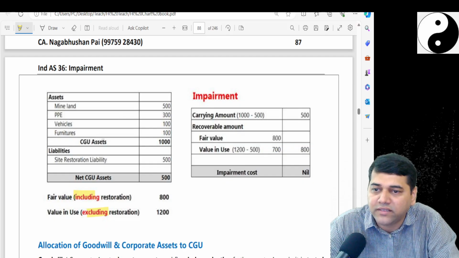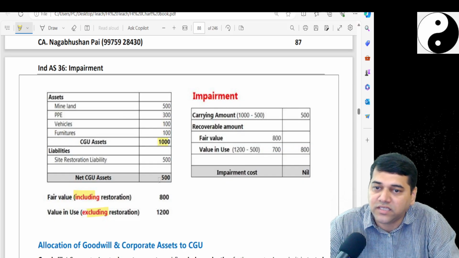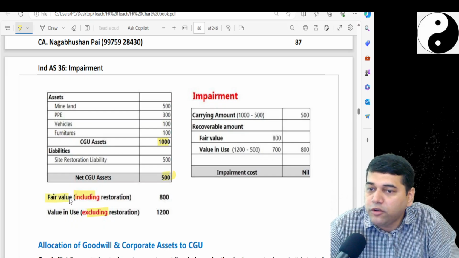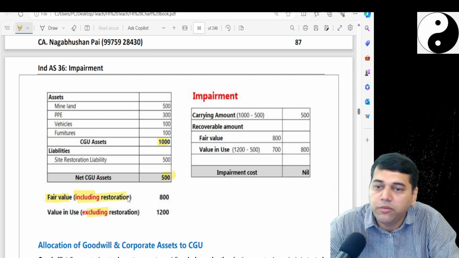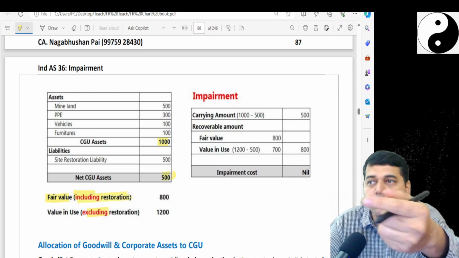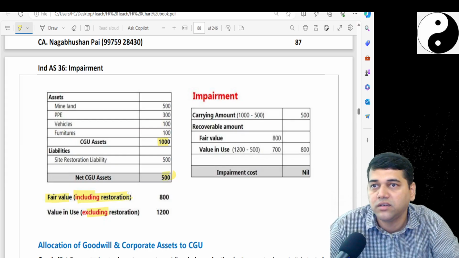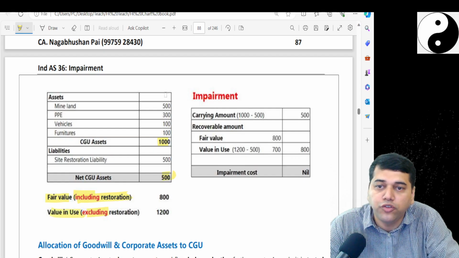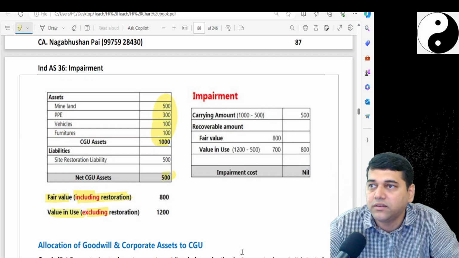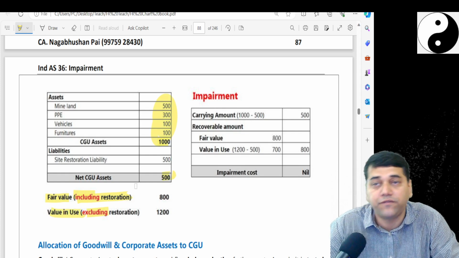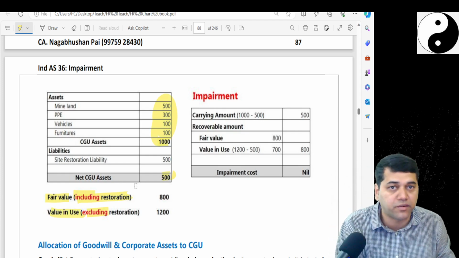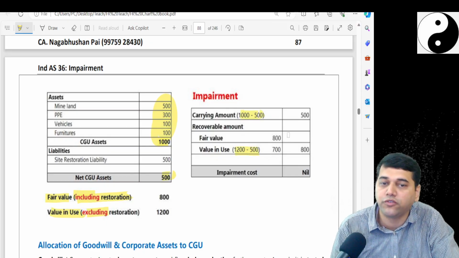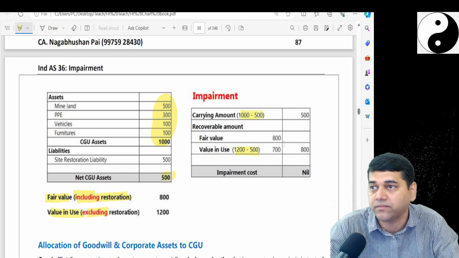So you have got an asset here. Net asset is 500. When we look at the fair value, it will include restoration, because whoever gave me a quotation would have included the decommissioning liability. And when we find the value in use, it is only of the assets. So the standard says, if this liability cannot be separated from the asset, you deduct it from the asset also, and deduct it from value in use also, so that you can have a meaningful comparison.